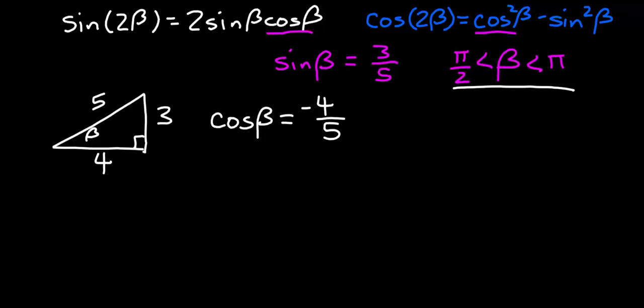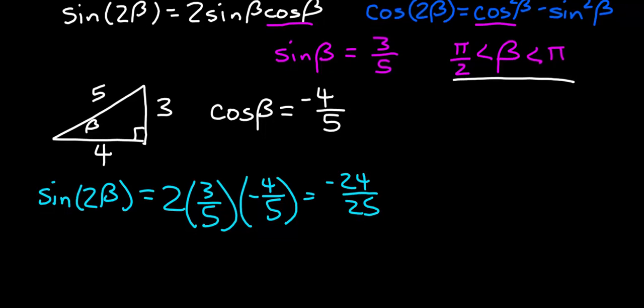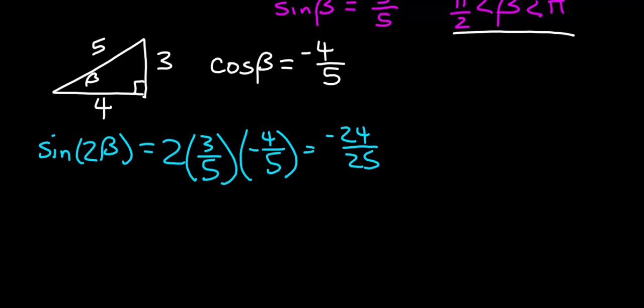Okay, now once we have that, we can figure out what sine 2 beta is. It's going to be 2 times sine, which is 3/5, times cosine, which is negative 4/5, and we get negative 24/25.